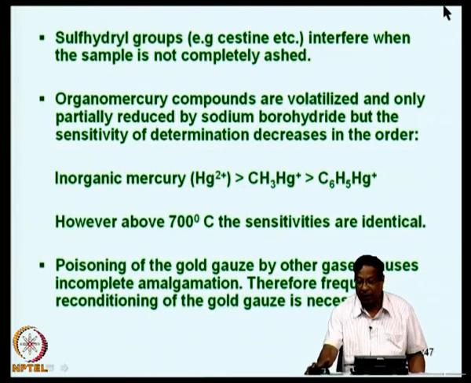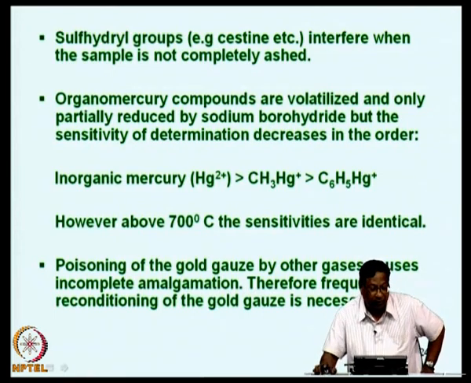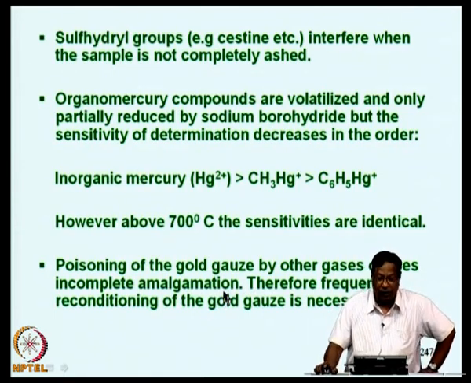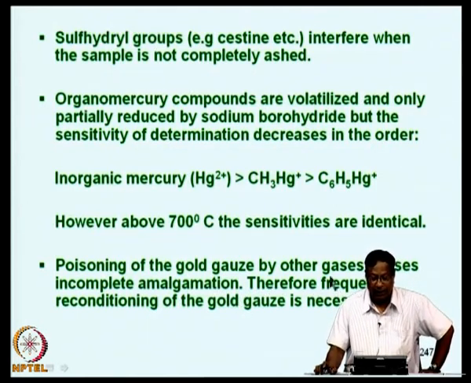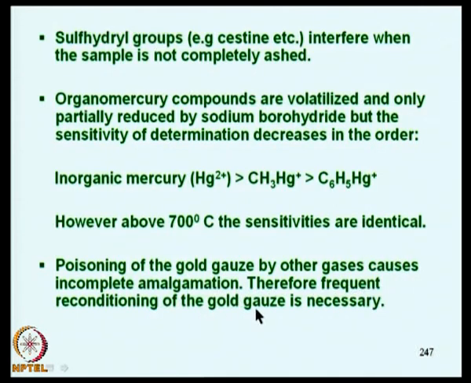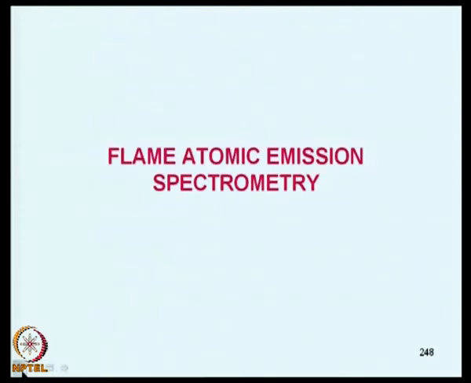The other problems associated with cold vapor mercury are the poisoning of the gold gauze by other gases, and that causes incomplete amalgamation. Therefore, you will have to frequently recondition the gold gauze. That completes our discussion on the cold vapor mercury, which is essentially an accessory for atomic absorption spectrometry.